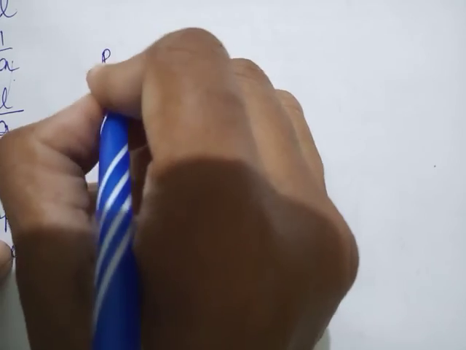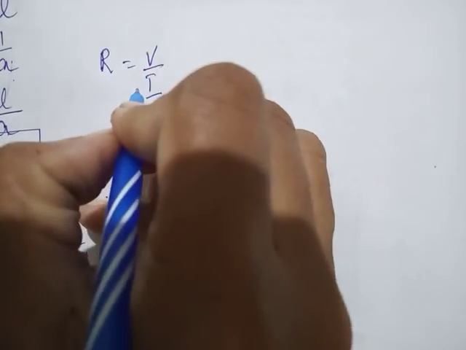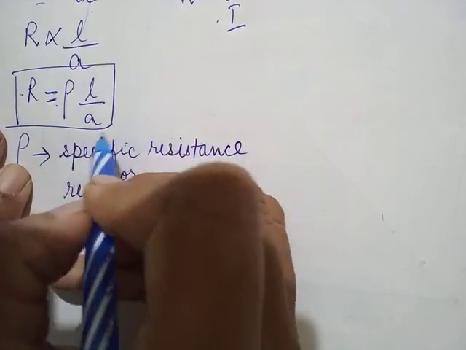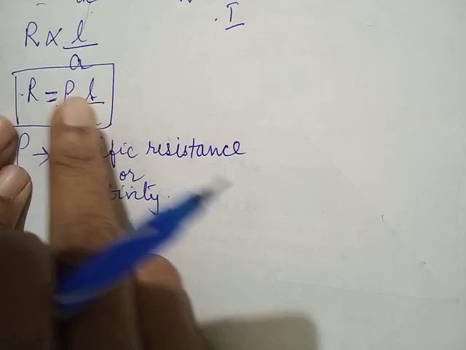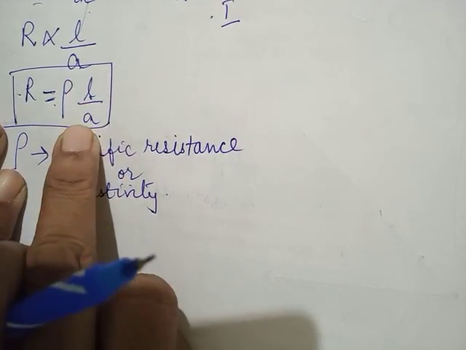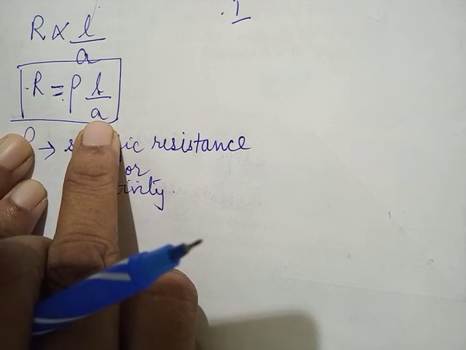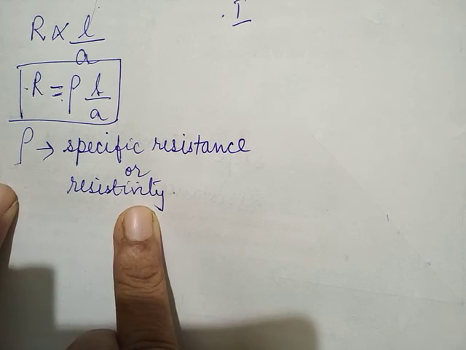From Ohm's law, we have the other formula, R is equal to V by I. That's based on Ohm's law. This one is based on the length and area of a conductor. If we have to find its resistance, we use the formula R is equal to rho into L upon A, where L is the length and A is the area of cross section, and rho is called specific resistance or resistivity.